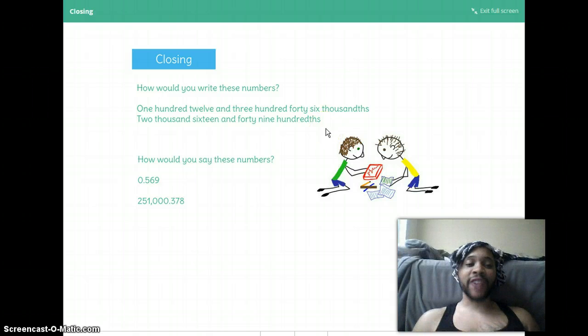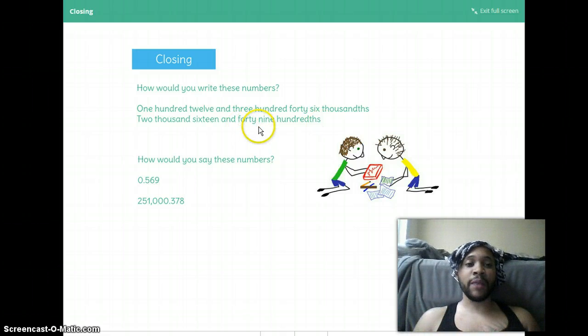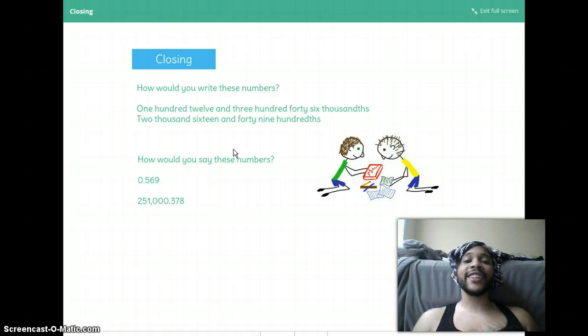Great. So I should see most people wrote 112, put a decimal point, and then wrote 3, 4, 6. 3 in the tenths place, 4 in the hundredths place, and a 6 in the thousandths place to write a number which is 112 and 346 thousandths. Now I want you to try this one. 2016 and 49 hundredths. Again, you can pause the video. I want everybody to go to the board, and I want you to try it.